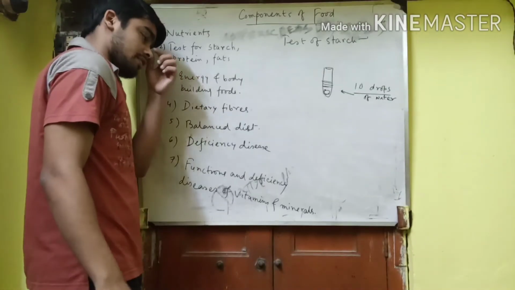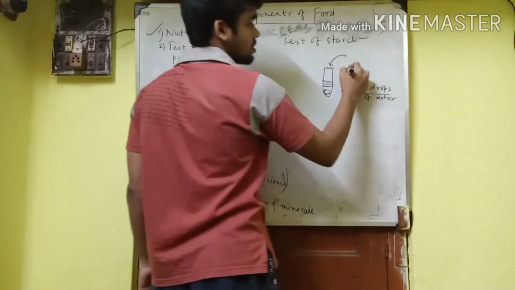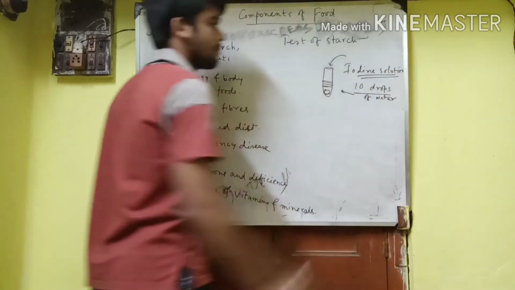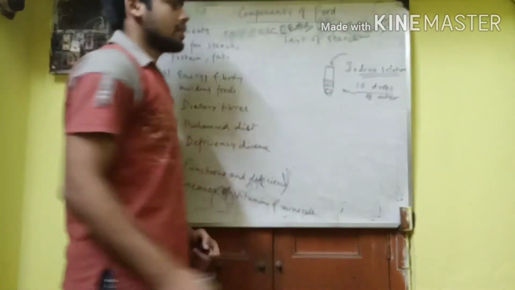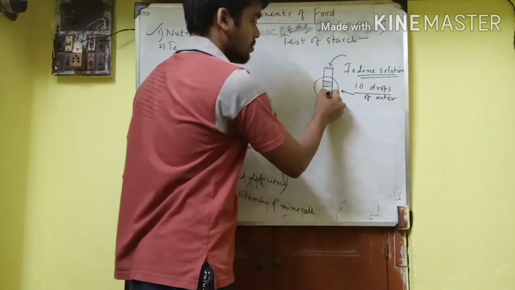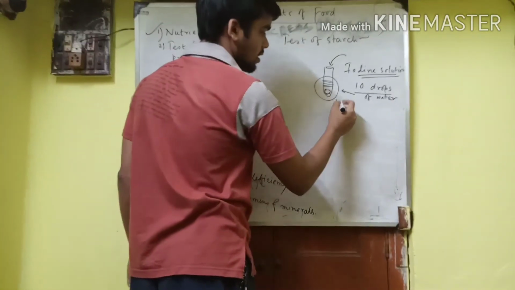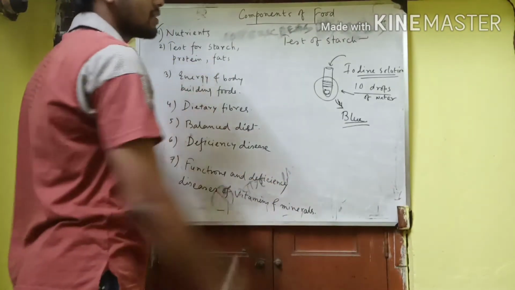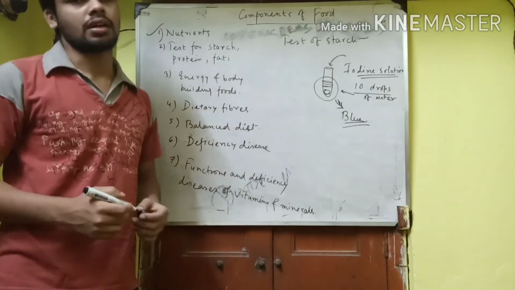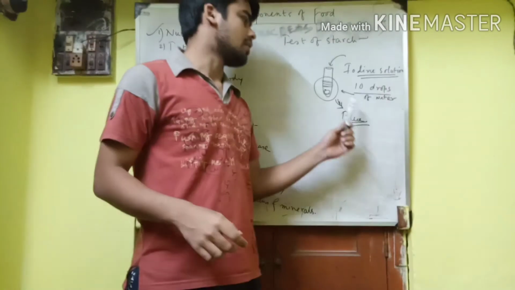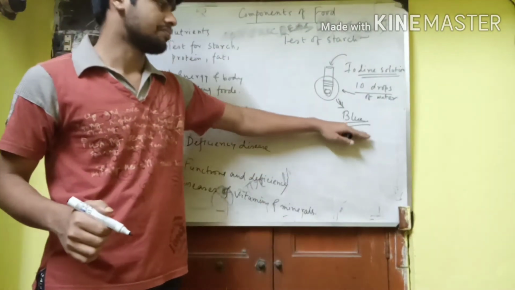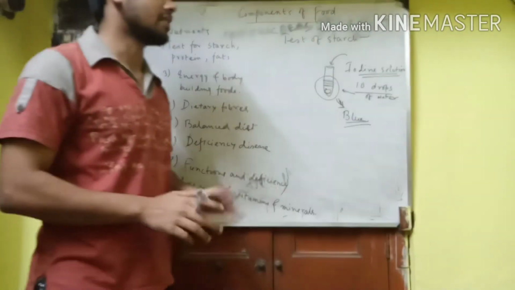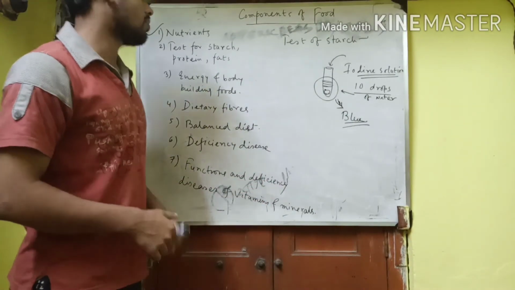Then we put iodine solution in it. Iodine is an element. If after some time the color of the food material changes to blue or dark blue, then it is proved that the food material contains carbohydrate or starch, because iodine reacts with starch and changes the color to blue. Okay, this is the iodine test for starch, a very basic test. So the next test is for protein.